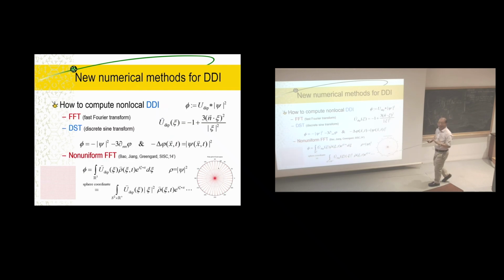Here, of course, I want to mention that the dipole interaction is highly singular. There are different ways to evaluate it efficiently and accurately. I have phi equals the dipole kernel u convolved with psi. A simple way is to take the Fourier transform of this one and the Fourier transform of this one, which is given here. You do the multiplication of the Fourier transforms, then the inverse. This is called the classical Fourier transform method.